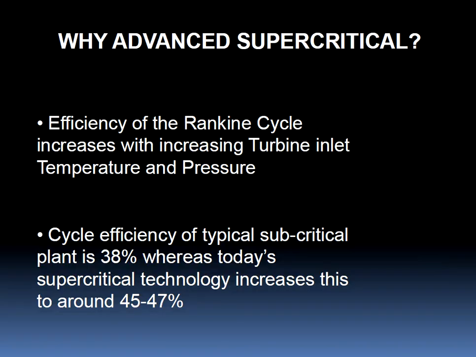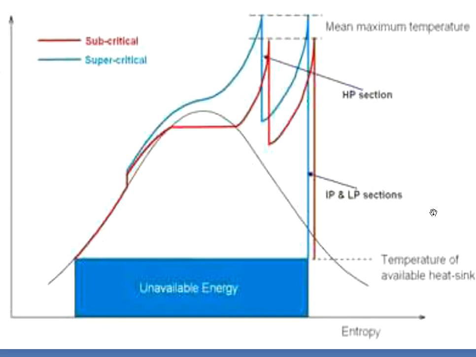Now why this particular advanced supercritical boiler? Because the efficiency of the Rankine cycle increases with increasing turbine inlet temperature and pressure. So we increase the turbine inlet temperature and pressure, and to do that we follow supercritical boiling. The cycle efficiency of a typical subcritical power plant is less than 38%, whereas in supercritical technology we can go up to 47% efficiency. So this red color line, what we see here, is the regular boiler, or the subcritical boiler.